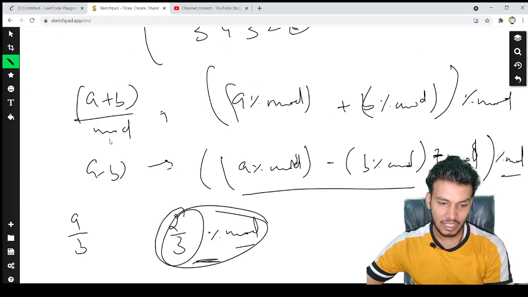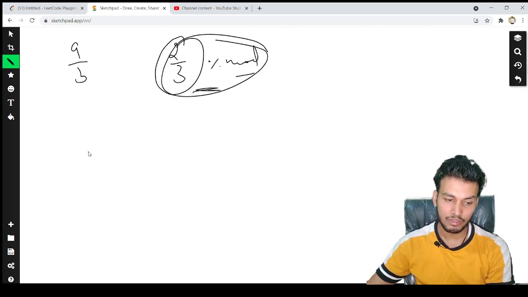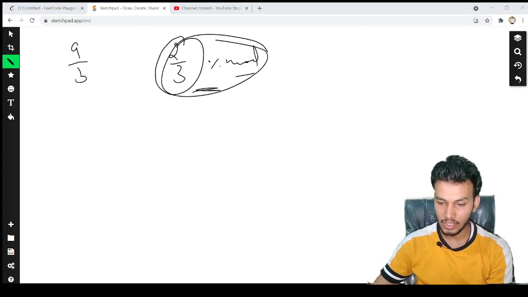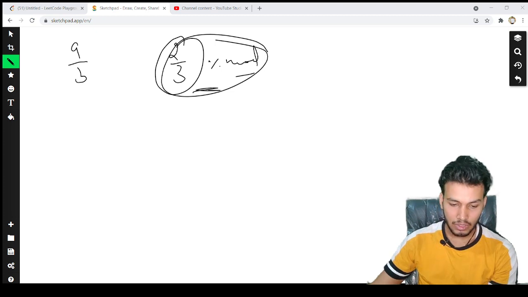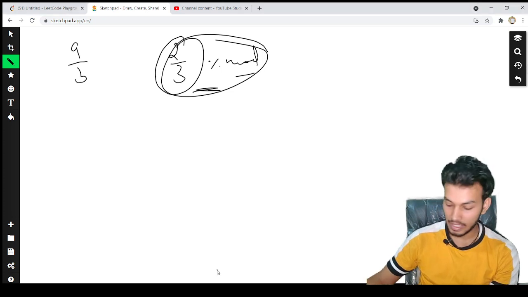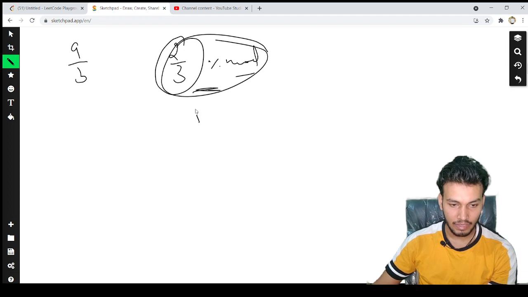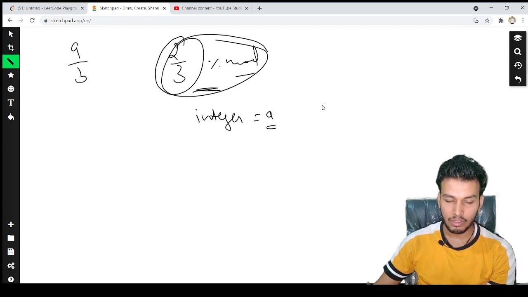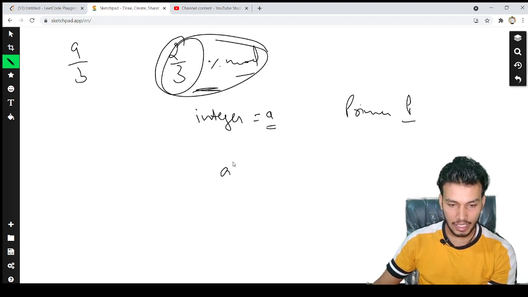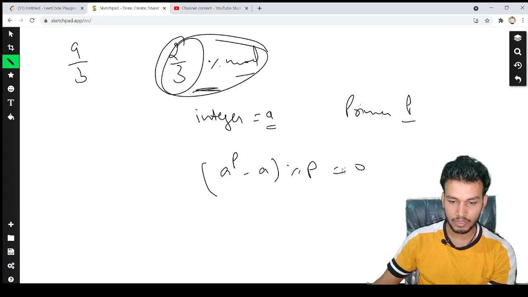For understanding the division part, we need to first learn Fermat's Little Theorem. So let's start with that. What this theorem says is, let's say you have an integer a, and also a prime p, then a to the power p minus a mod p will always be 0. This is my Fermat's Little Theorem.